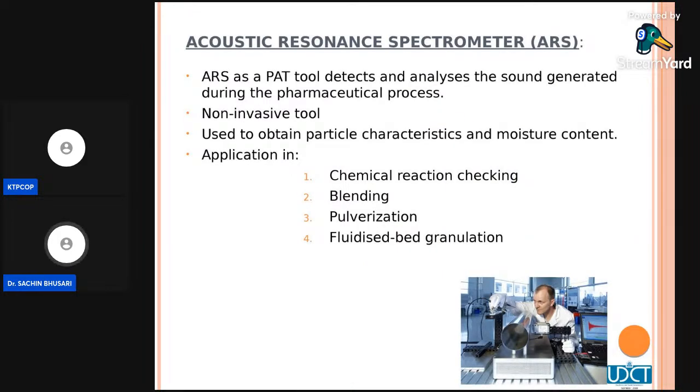Now see the acoustic resonance spectrometer. ARS is another technology which is very important. It is again a non-invasive, non-destructive technique. It has applications in chemical reaction checking, blending, polarization, and fluidized bed granulation. ARS is again a very classical PAT tool which analyzes sound generated in pharmaceutical processes.